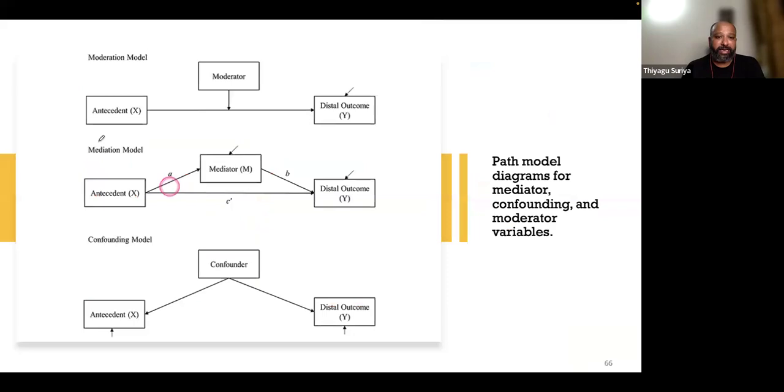This is a very simple path diagram. You can see there is an independent variable and this is a dependent variable. The moderating variable may affect the influence only. But the mediating variable extends from x to z to y. The confounder variable affects both x and y, right?